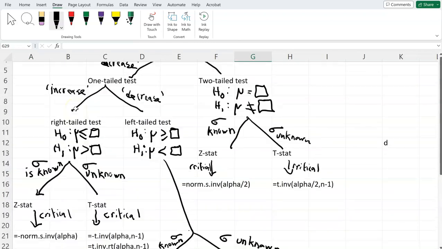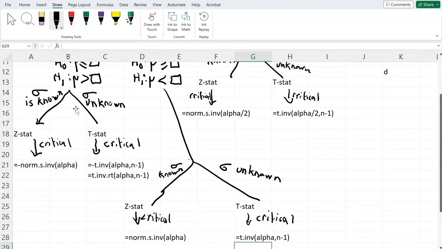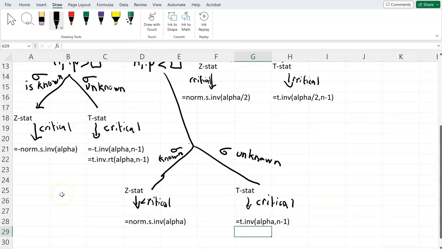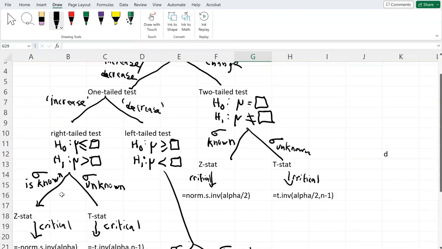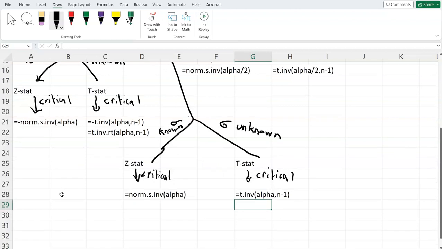So once we have the numbers, and we calculate our t-stat and z-stat, this shows us the formulas for finding the critical values. For a one tail test, we don't divide the alpha by 2. Now, in the right tail test, since we're testing that it's on the right-hand side, that's why we put a negative sign in front of our formula. Same thing here. We can either use this formula or we can use T.INV.RT. That will give us this formula.